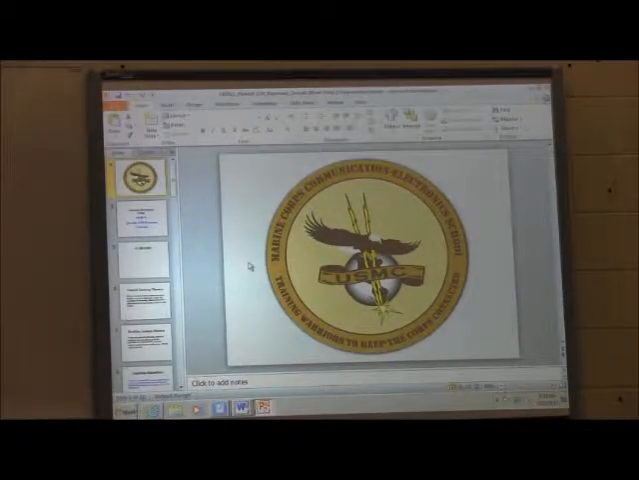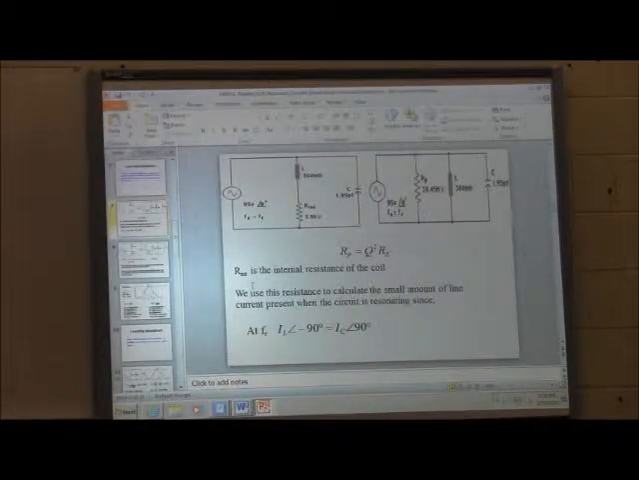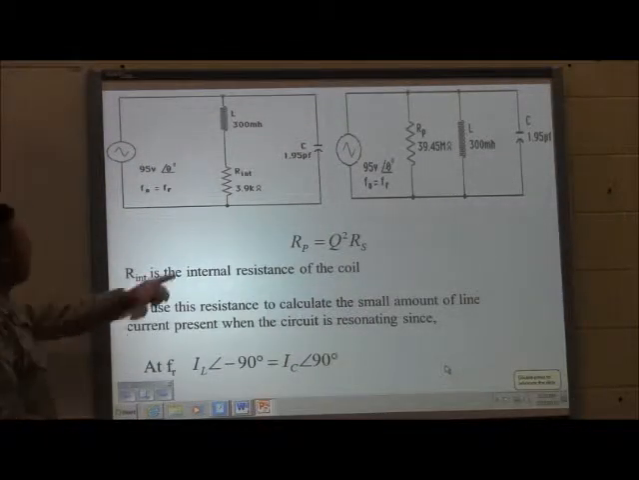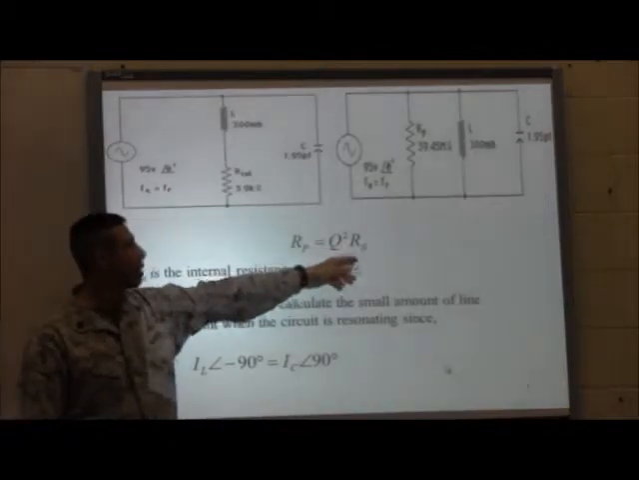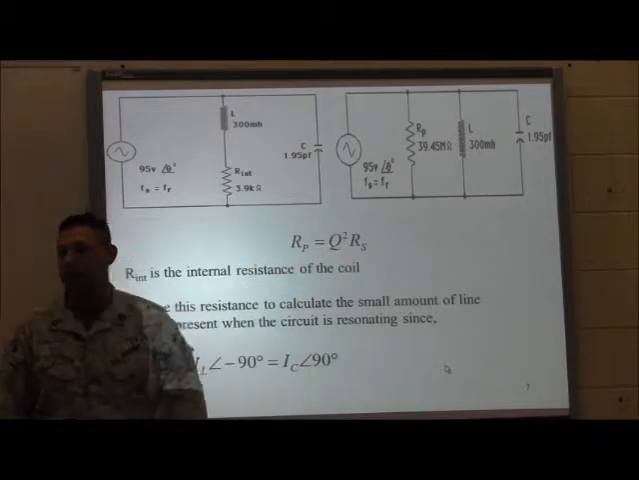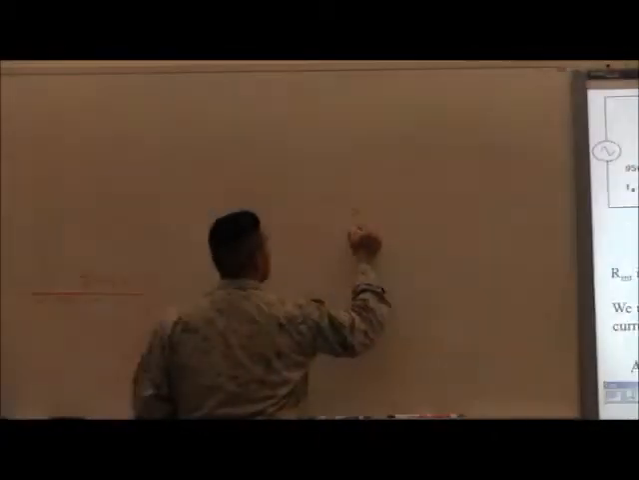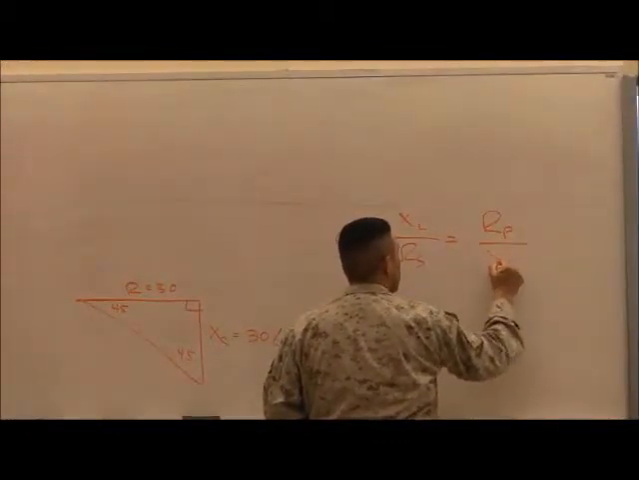Okay, lesson 11 was parallel. To find Q, it was still X of L over R in series, right? And to get P, you take Q squared times the resistor in series to get RP, right? Or if you know X of L, and you know Q, equals X sub L over R in series equals R in parallel over X sub L.